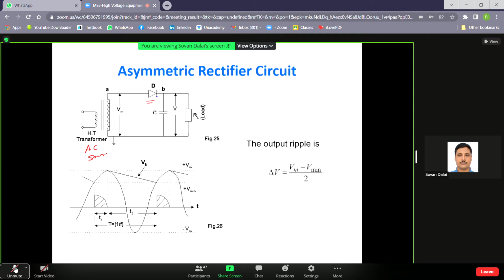And after rectification, if there is no capacitor, then the waveform across the load will look like this. Right? Without this capacitor, the voltage across the load will look like this. But in the presence of the capacitor, which is a filter capacitor, the waveform of this circuit will be much closer to that pattern one.